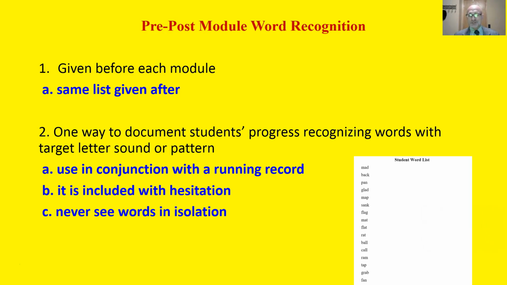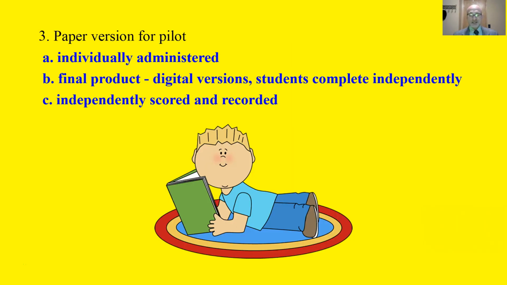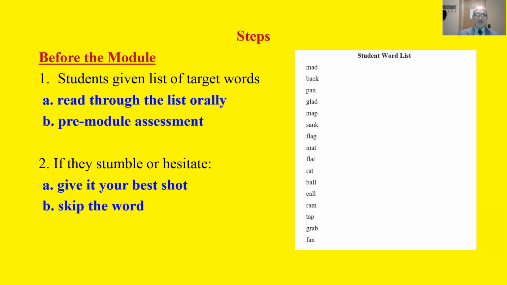All right. It should be used in conjunction with running records where they're able to see a complete sentence. It's included with hesitation by me because we never see words in isolation, but it is one way to document. No single way should be used to document anything. This is individually administered. For this, you're going to have a paper version, but the final product, the plans are to have digital versions where students can complete each one independently, and it will be scored automatically by the program and recorded.